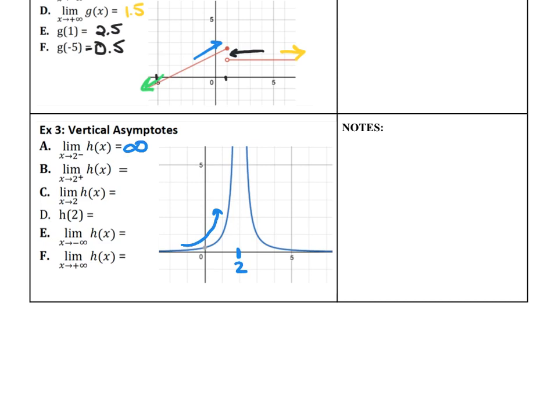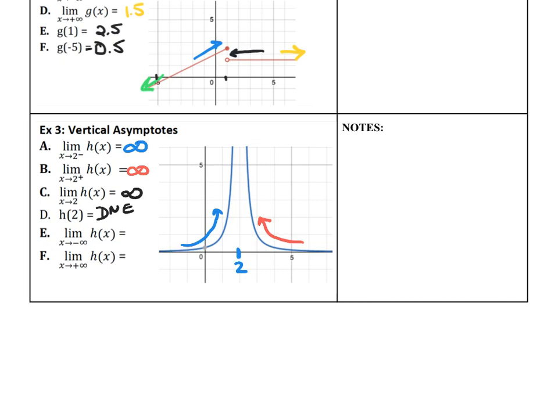Part B is asking, what's the limit as x approaches 2 from the right? And again, our y values or h of x values are headed off towards positive infinity. Because these values agree, we can say that the limit as x approaches 2 of h of x exists, and it's equal to infinity. But we also know that at 2, the function does not exist. We have a vertical asymptote. So limits and existence, in terms of function existence, are different.